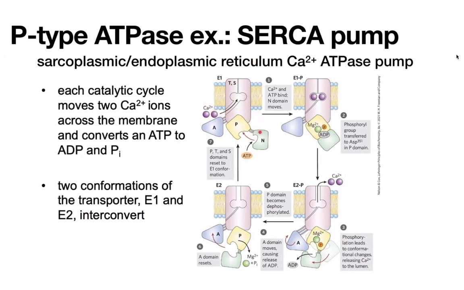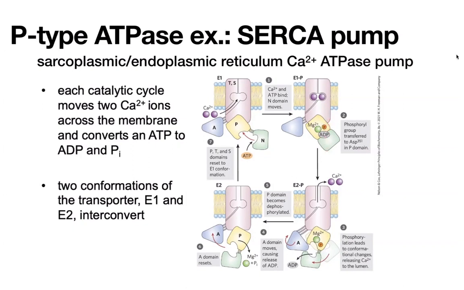Once it binds, the ATP also binds, and ATP is going to bind down here. The binding of ATP is going to cause this N domain to move, and it's going to cause the P domain to get phosphorylated. So this is going to get phosphorylated using the ATP. So as opposed to the ABC transporters, here we're actually phosphorylating a crucial residue inside of our protein itself, and that's going to cause further shape change.